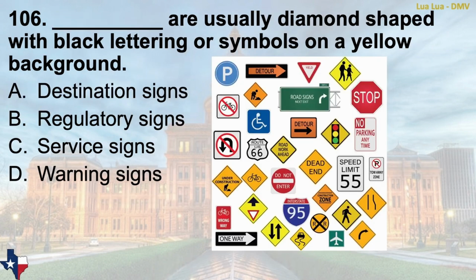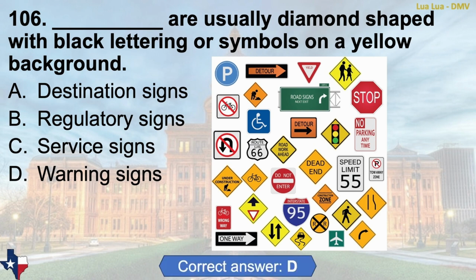Question 106. Blank are usually diamond-shaped with black lettering or symbols on a yellow background. A. Destination signs. B. Regulatory signs. C. Service signs. D. Warning signs. The correct answer is D. Warning signs.